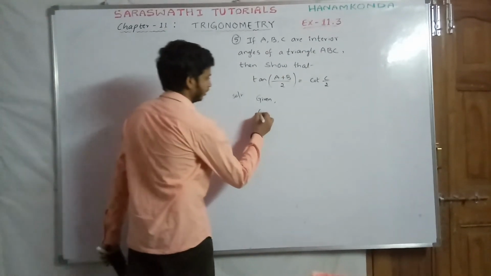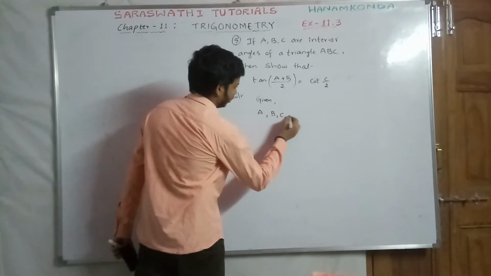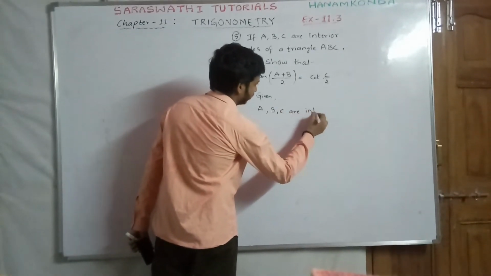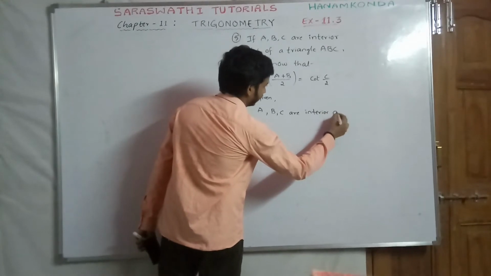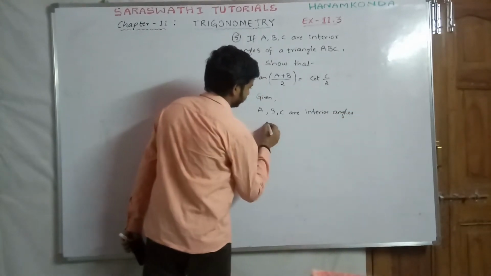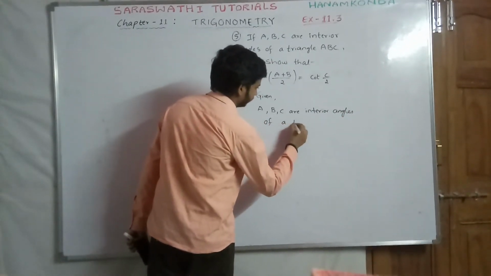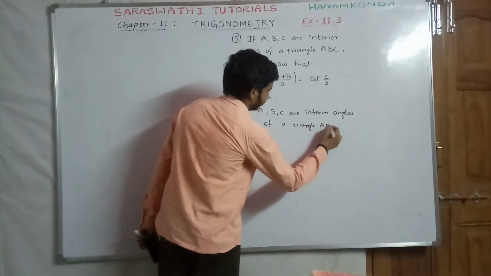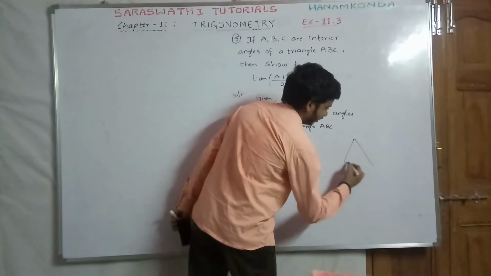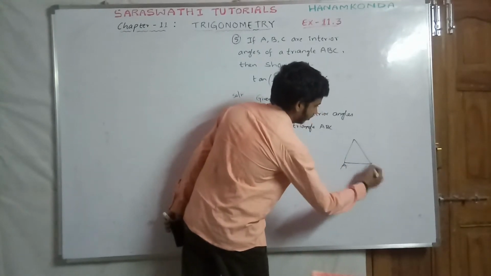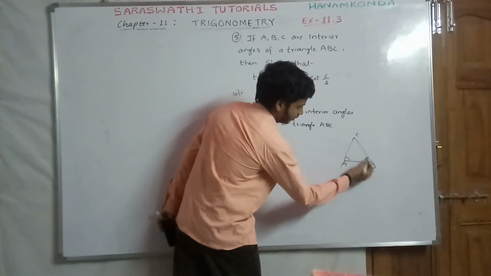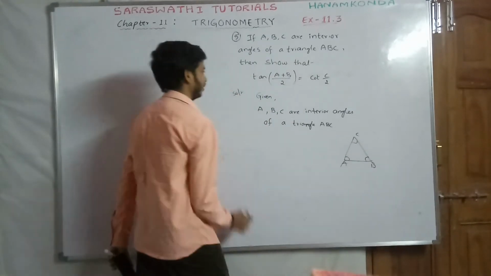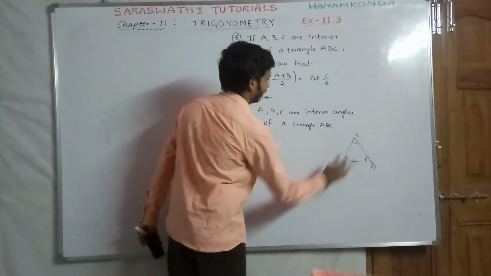Okay, so that means in a triangle ABC, A, B, C are interior angles. Okay, so we know that the sum of angles in a triangle is 180 degrees.